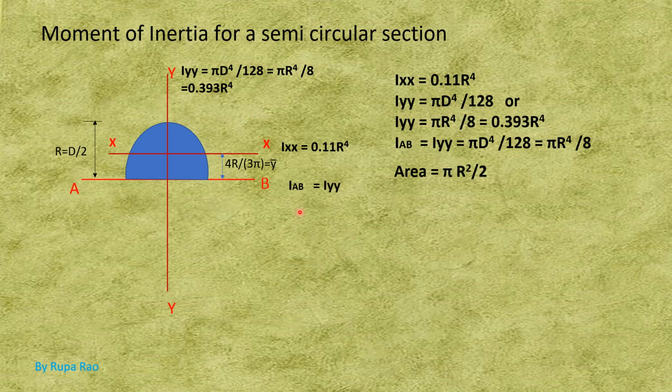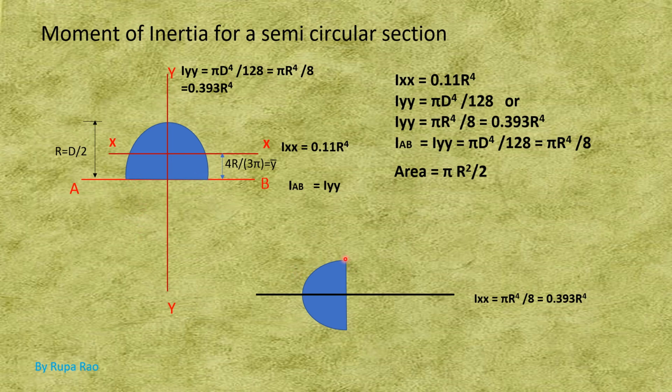Now how to remember the formulas? Don't mug up that Ixx is equal to 0.11 r raised to 4. Why? Because suppose I turn this semicircle by 90 degrees. Now I have turned it by 90 degrees. My baseline AB, the diameter, which was horizontal, has now become vertical. Now this is my axis XX here. Now what is Ixx now? I cannot write Ixx is equal to 0.11 r raised to 4, because now this has turned. This is the axis which is perpendicular to this diameter.